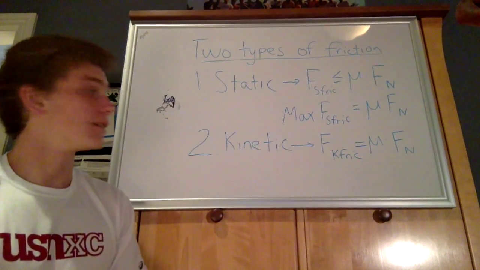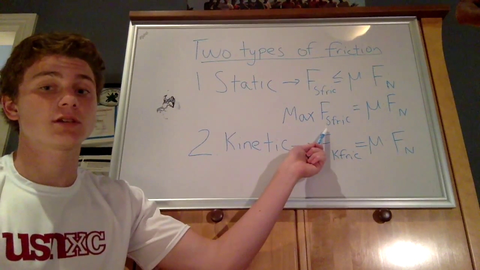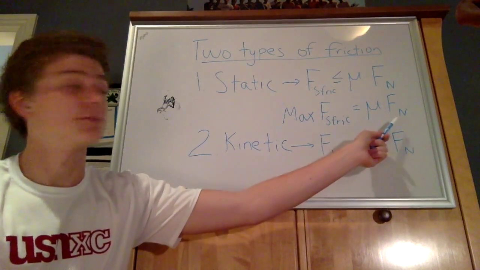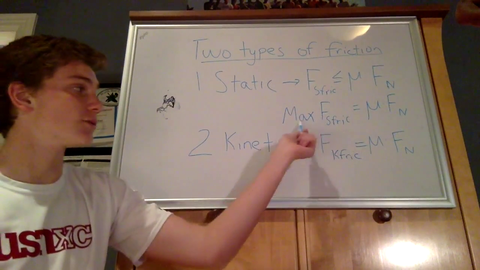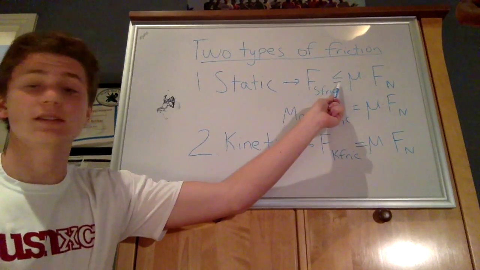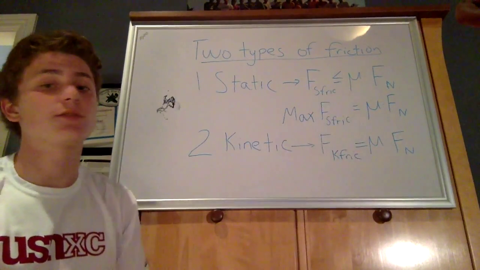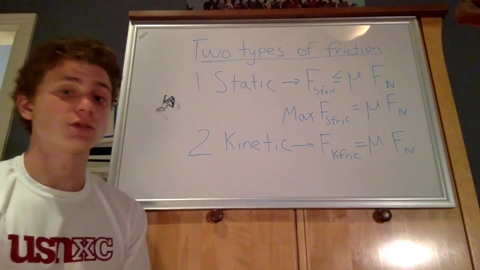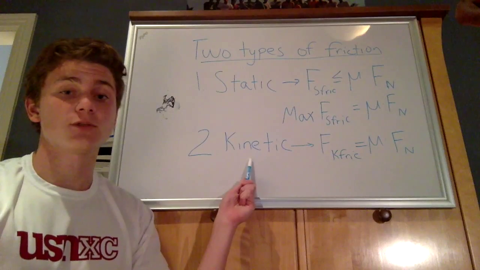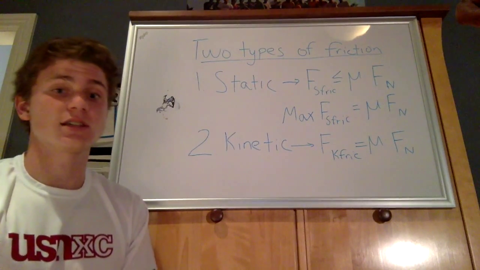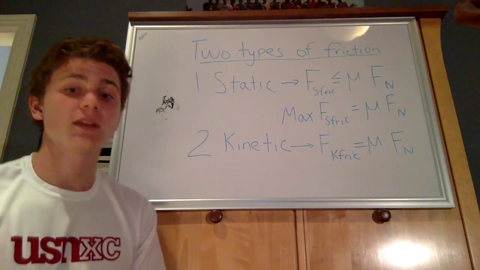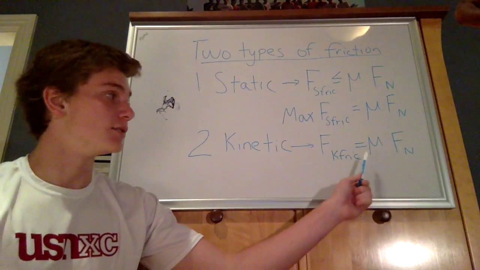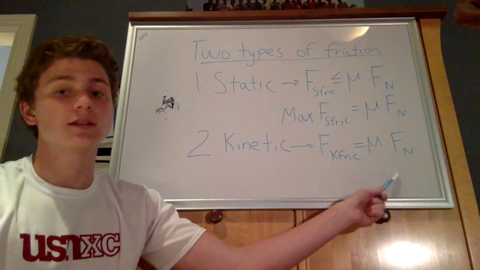The second one is that the maximum static friction force is equal to mu, the coefficient of friction, times the normal force. This right here is the reason that there is this less than or equal to sign in the first static friction relationship. The second type of friction force that exists is the kinetic friction force. Kinetic friction forces exist when an object is in motion. And the key relationship to remember here is that this kinetic friction force is equal to mu, the coefficient of friction, times the normal force.